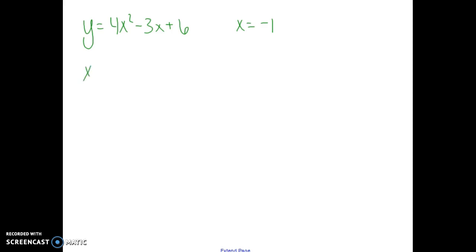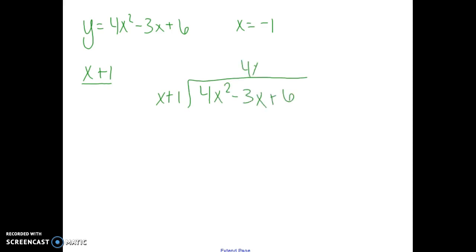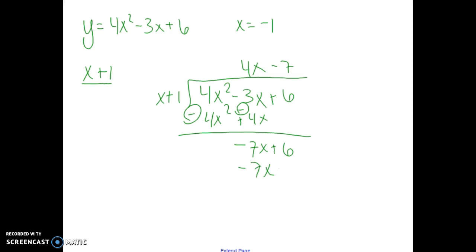Now we'll rearrange it. x plus 1 is the binomial. Does x plus 1 go into 4x squared minus 3x plus 6? 4x gives me 4x squared plus 4x. Subtract, subtract. Negative 7x plus 6. Negative 7x, negative 7. Switch both my signs. 13. No, it is not a factor.